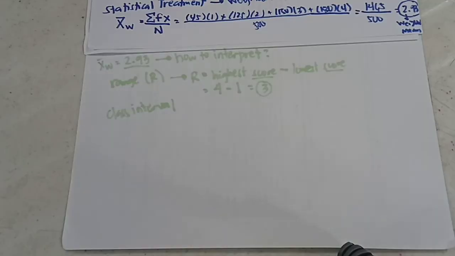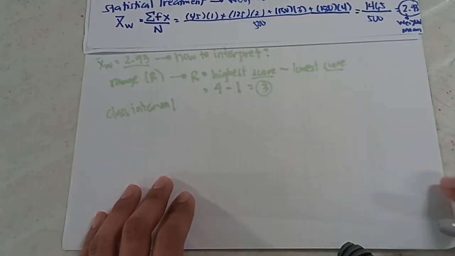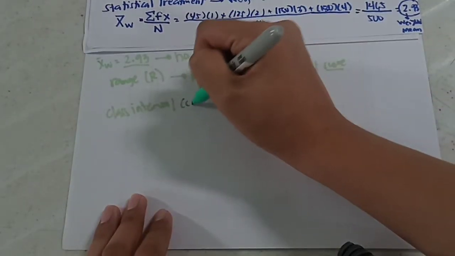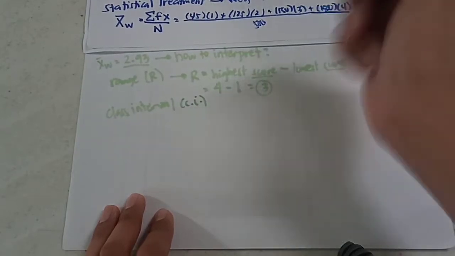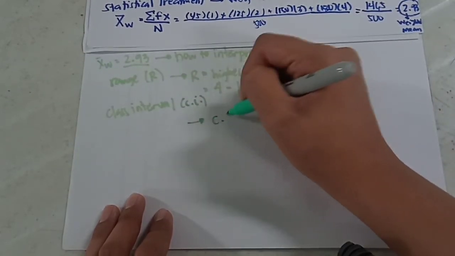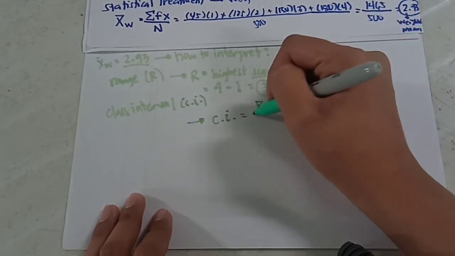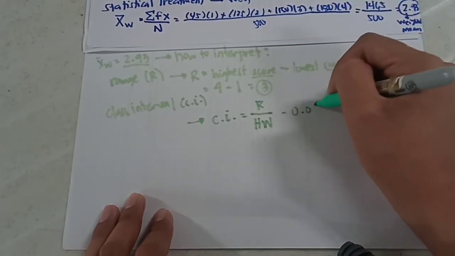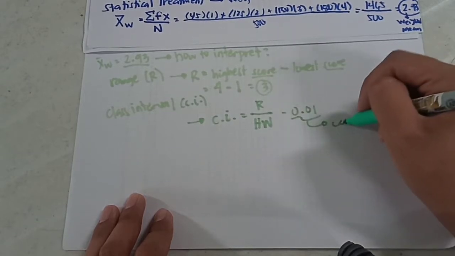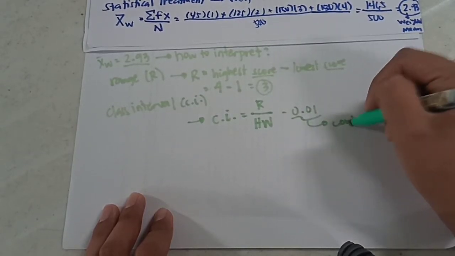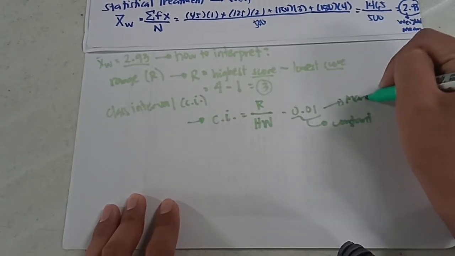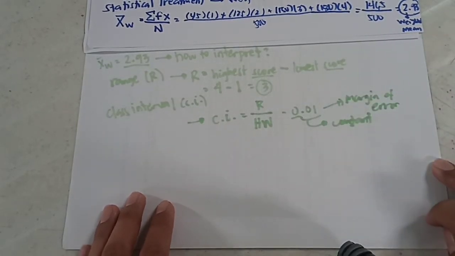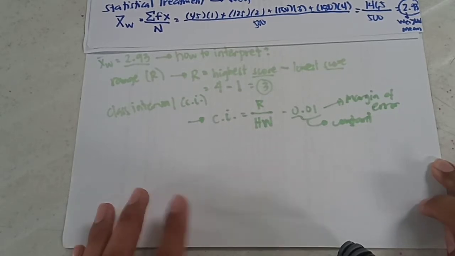After we find the range, we next have to find the class interval. So class interval is denoted as CI. Okay? So what is the formula for class interval? Class interval is derived with the formula: range over the highest weight or highest score, minus 0.01. So 0.01 is actually a constant term. Why? Because 0.01 is the margin of error.